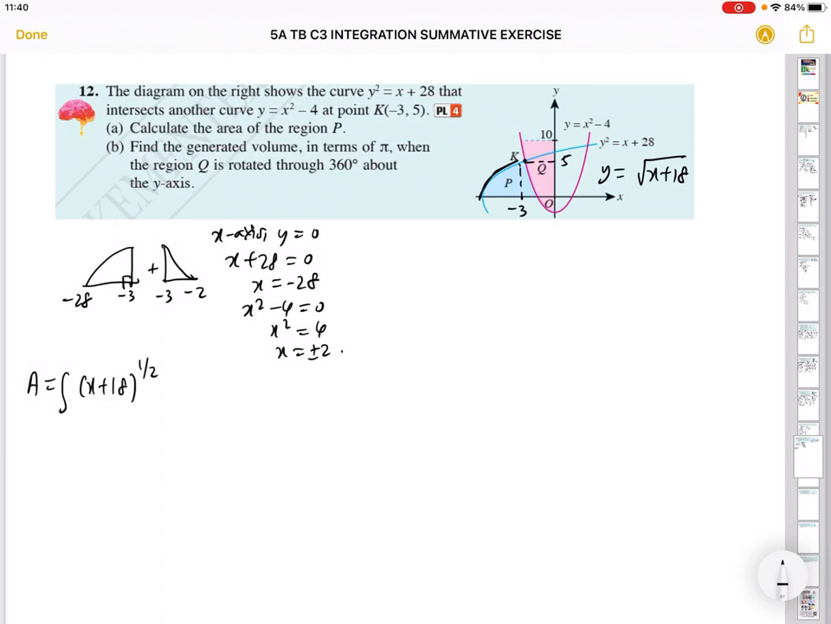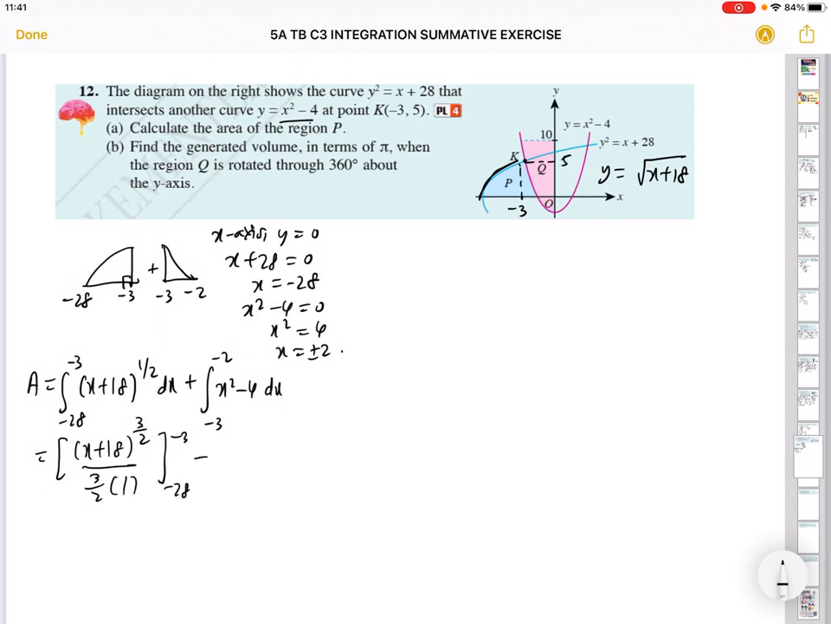The second one, before we integrate, we know the function is x squared minus 4 dx. Lower limit is -3, upper limit is -2. So when I integrate, for the first one I have to use the composite function method: increase the power by 1, divide by the increased power, differentiate inside. Lower limit is -28, upper limit is -3. Second one is x cubed over 3, then 4x, from -3 to -2.